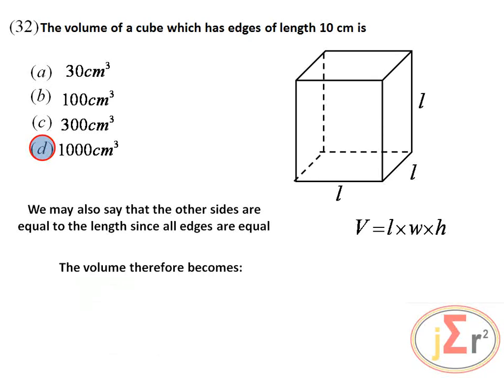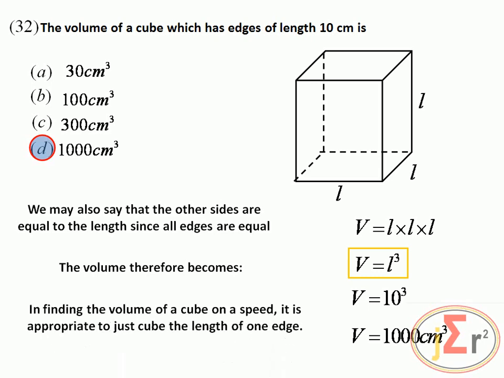The volume therefore becomes V is equal to length multiplied by length multiplied by length, which is multiplying 3 occurrences of L together, and that will give us the cube of L, or L cubed. V is equal to 10 to the power of 3, which is equal to 1000 centimeters cubed.